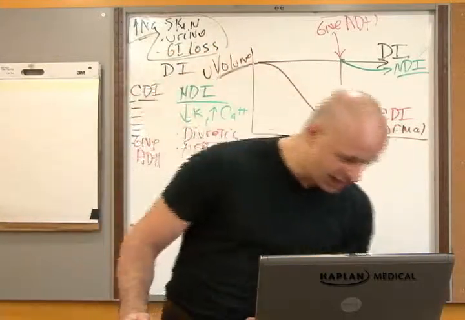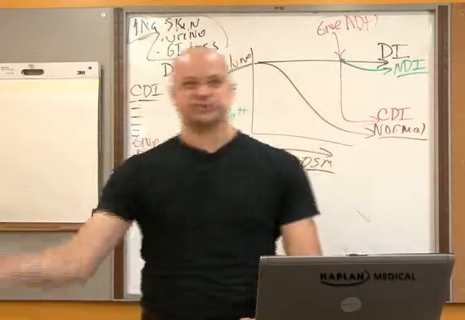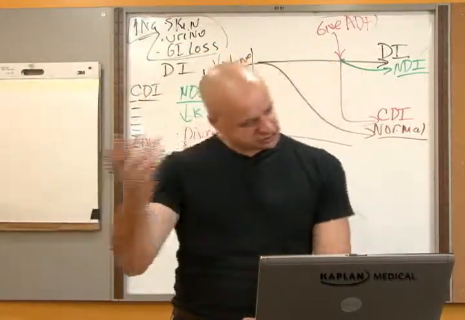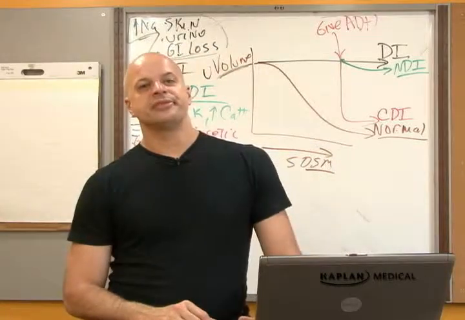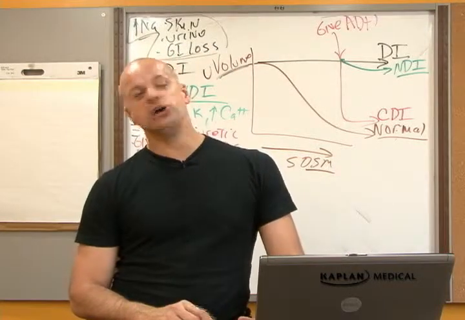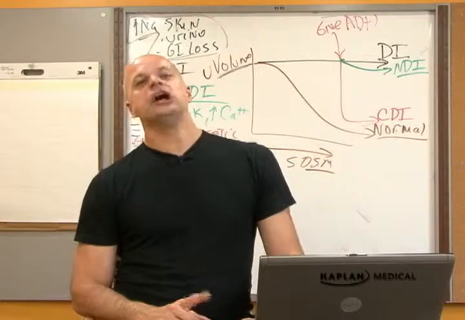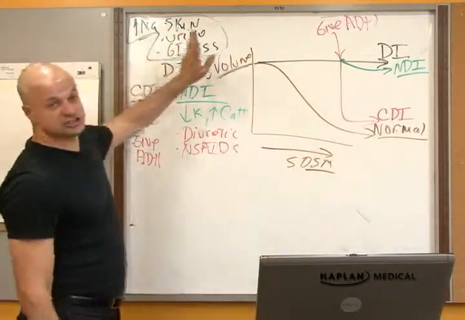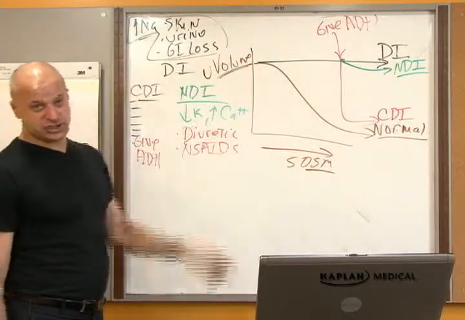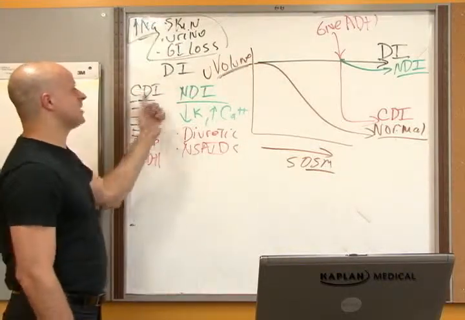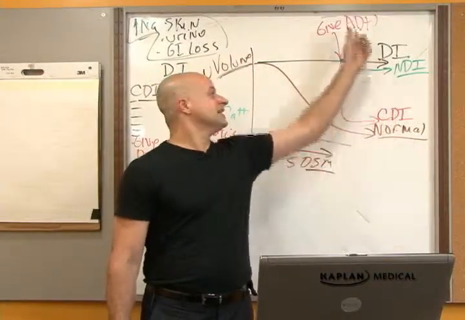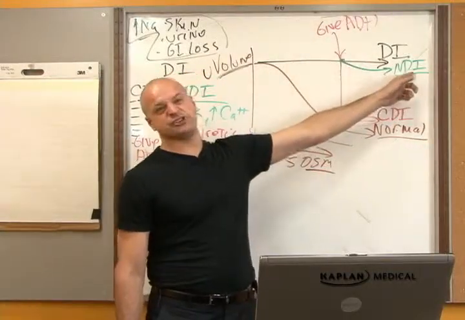Sodium and the CNS: high sodium, low sodium. If you correct it too quickly, high or low, you get CNS problems again. Hypernatremia: skin, urine, or GI loss. If it's none of those things, it's diabetes insipidus. If you give ADH, the volume goes down in central. If you give ADH, the volume won't go down in nephrogenic.